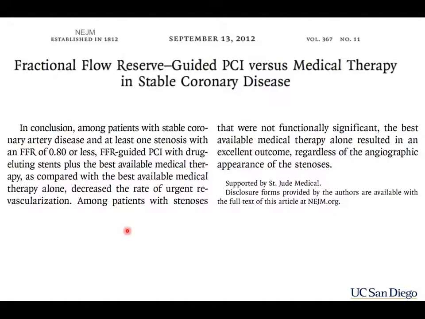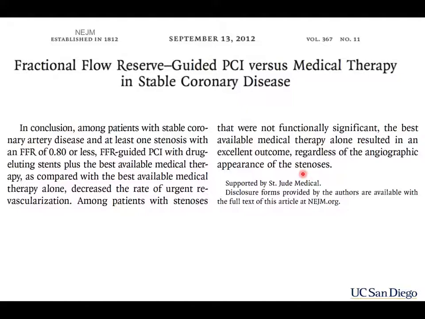But the fascinating thing about this study, and this is just a throwaway sentence at the end of the manuscript that wasn't part of their anticipated endpoints, was this. It said, among patients with stenosis that were not functionally significant, functionally significant meaning they did not meet this 20% drop in pressure threshold, the best available medical therapy alone resulted in an excellent outcome, regardless of the angiographic appearance of the stenosis.